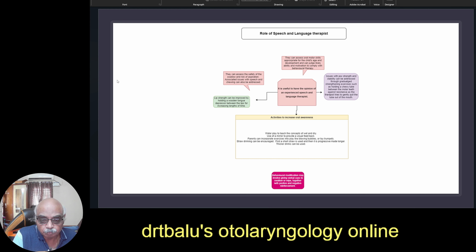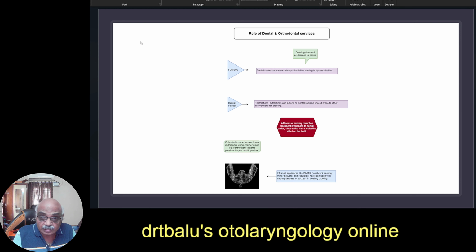And the thickening of the feeds can go a long way in preventing drooling, and behavioral modification can improve the quality of life of these children. And together with this reinforcement therapy, this will go a long way in reducing drooling in these children. And then there is the dental surgeon. Again, they have a role. These children should be treated if caries is present, because with dental caries, hypersalivation tends to occur. So caries should be treated. And I should like to warn you, drooling does not predispose to caries. It is vice versa. Caries causes increased salivation, thereby leading on to drooling.